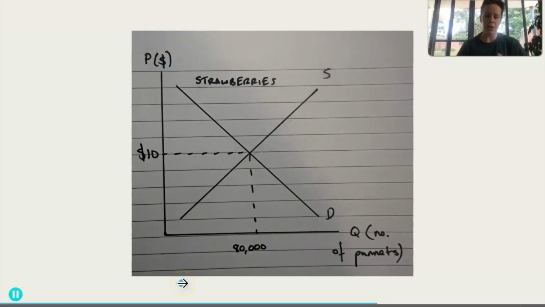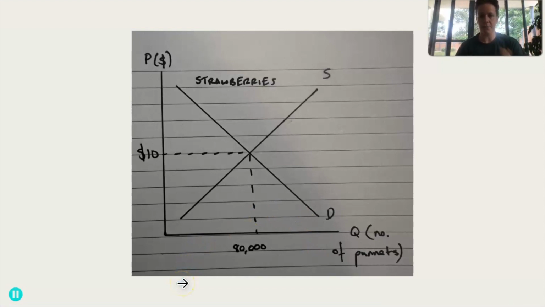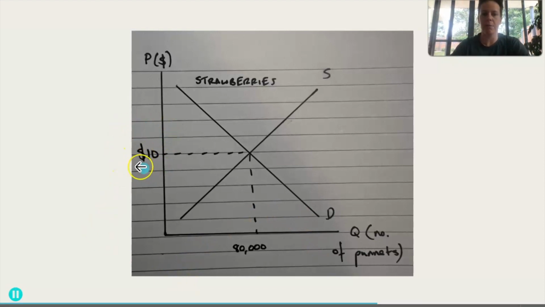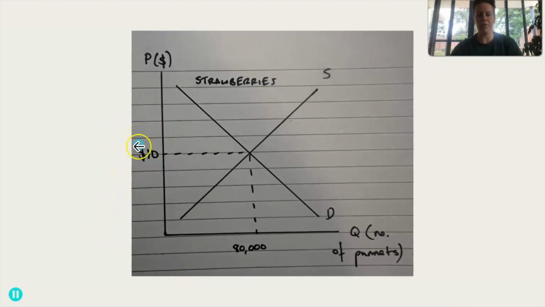The thing that changes slightly with this diagram compared to the previous is that we're dealing with an equilibrium of not P1 and Q1, but of $10 and 80,000. Notice next to Q, I've got in brackets number of punnets, and next to P, I've got the dollar symbol. So you've got a little bit more context. They're telling you the specifics around the particular market. You're not dealing with hypothetical P and Q. You're dealing with $10 and 80,000 punnets, and you need to make that clear in your diagram for full marks, okay? Nothing's happened, nothing's changed. We just had to start here and draw our diagram.